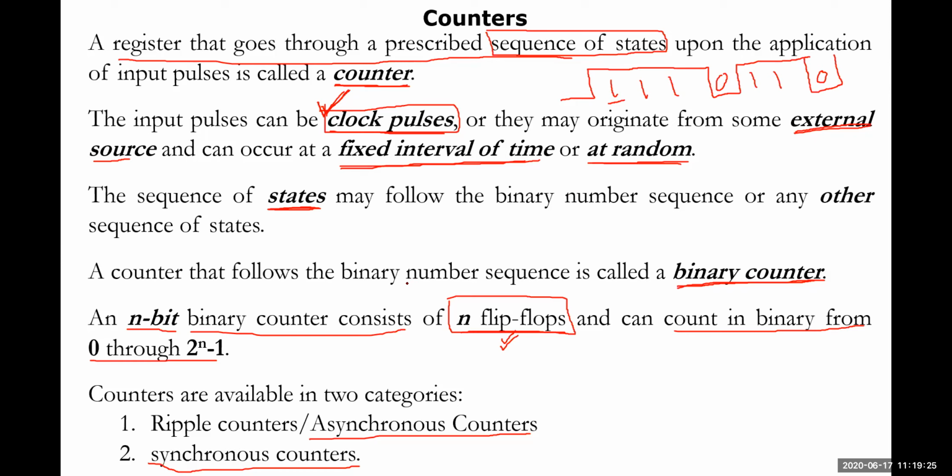If the change is not there, there is no effect on the specific counter here. So based on the clock pulses, you have to decide whether it is a ripple counter or asynchronous counter, otherwise a synchronous counter. Let me explain. So look at this.